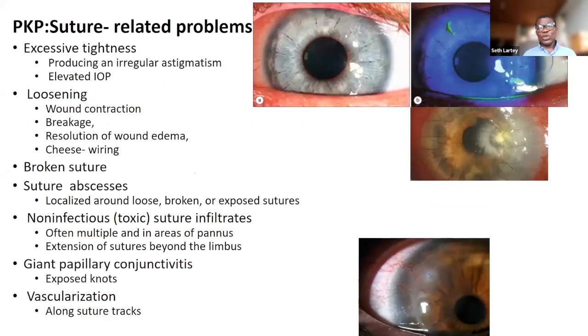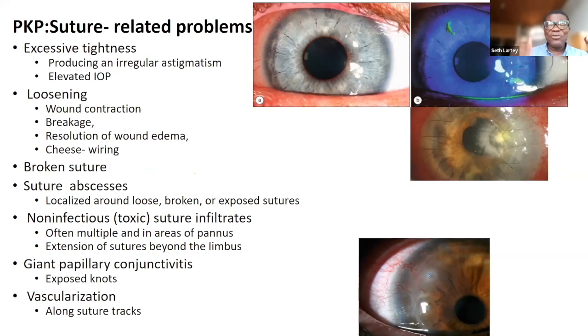Now, your sutures. Plenty of problems with your sutures, and you need to pay attention to them. You can have excessive tightening, loosening of your sutures, broken sutures, suture abscess, suture infiltrates, giant tail, conjunctivitis, inflammatory or allergic reaction from exposed sutures, vascularization of the sutures.